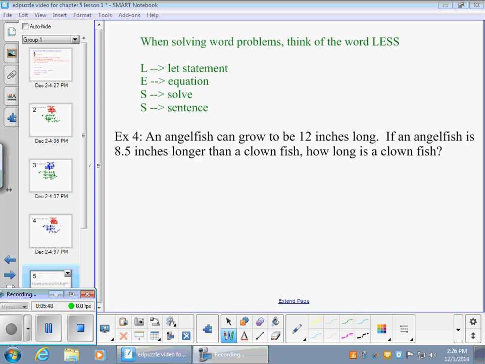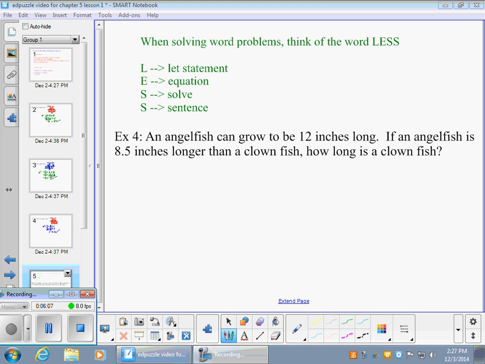Now let's try some word problems. When you do word problems, follow the word less. The L stands for your let statement. The E stands for your equation. The S stands for solving the equation. And the other S stands for writing a sentence.